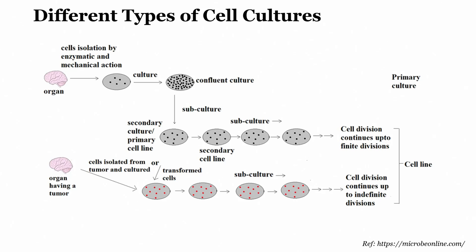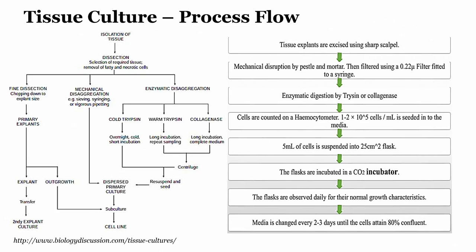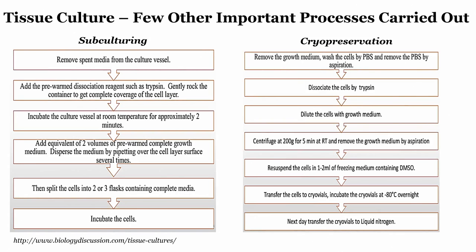Further, we developed the types of cell cultures, and how we can isolate the cells, or culture the cells from a given organ. We also saw some terminologies such as primary cell culture, cell line, adherent cells, confluence, passaging, and how the tissue culture process flow works. We saw two different approaches. We also saw how subculturing and cryopreservation work. So, if you want to preserve the cells for a long time, what is the process flow?